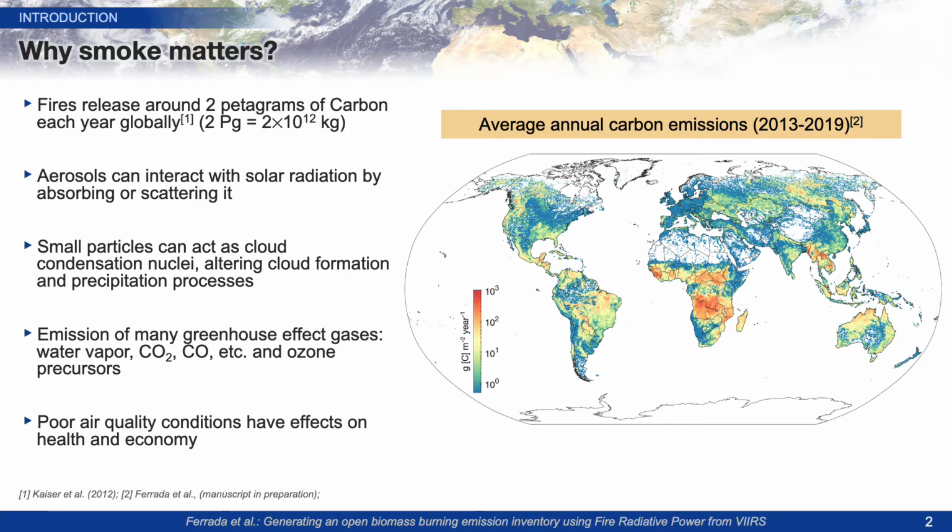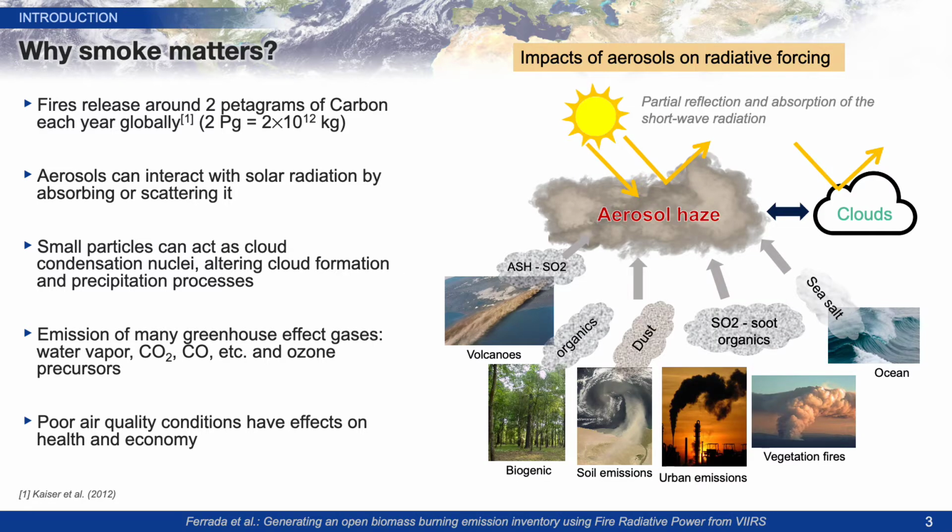Also, fires release hydrocarbons that can serve as ozone precursors. In addition, particles interact with solar radiation in a way that they can absorb it or scatter it. On top of this, some of these particles can serve as cloud condensation nuclei that alters the formation of clouds and precipitation processes. And of course, when urban areas are exposed to poor air quality episodes, you can create health emergencies and interference with human activities such as the economy.